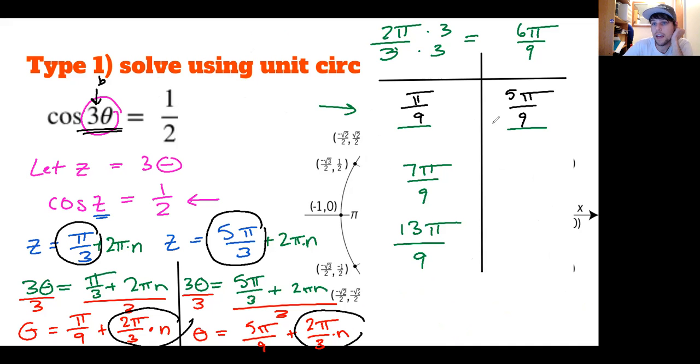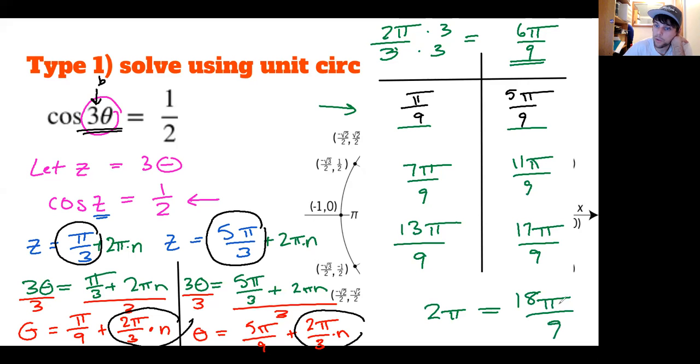Okay, so let's add 6 pi over 9 to this one. That's going to be 11 pi over 9. That definitely falls in this range, between 0 and 2 pi, and that's different than all these other ones. Let's add another 6 pi over 9, which makes this 17 pi over 9. That's still good. Remember, 2 pi is equal to 18 pi over 9, so it's still falling within our range. Can't add any more, though. Any more, I would actually go over.